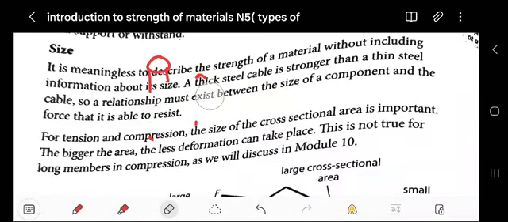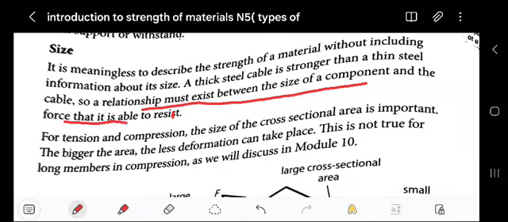That is the size of the cross section. Actually, what influences it is the cross section, the size there. When we're talking about cross section, guys, we're talking about this is a big cross section, this is a smaller cross section. So then, as you can see, a relationship must exist between the size of the component and the force it may be able to resist, which is fine.